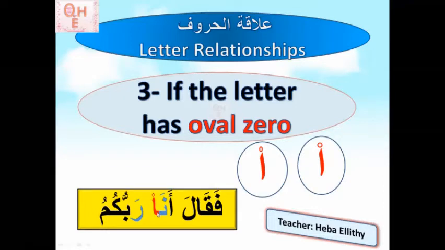We have seven alifs in the whole Quran with this shape. This alif has a special rule. If I connect the reading, I skip this alif at all. I ignore it. But if I stop, I pronounce it. What do I mean by that? فَقَالَ أَنَا, so I pronounce the alif here. But if I connect, I will say فَقَالَ أَنَا رَبُّكُمْ, no alif at all. So that means this alif is there sometimes.